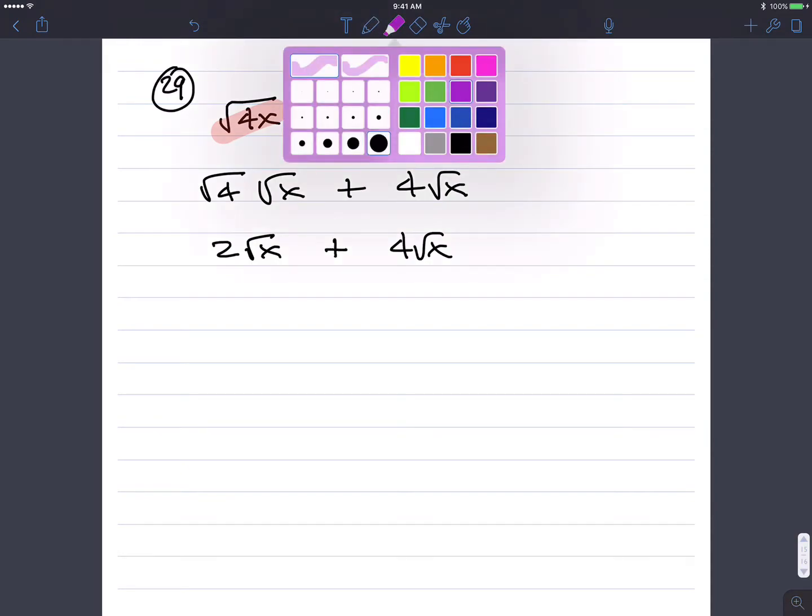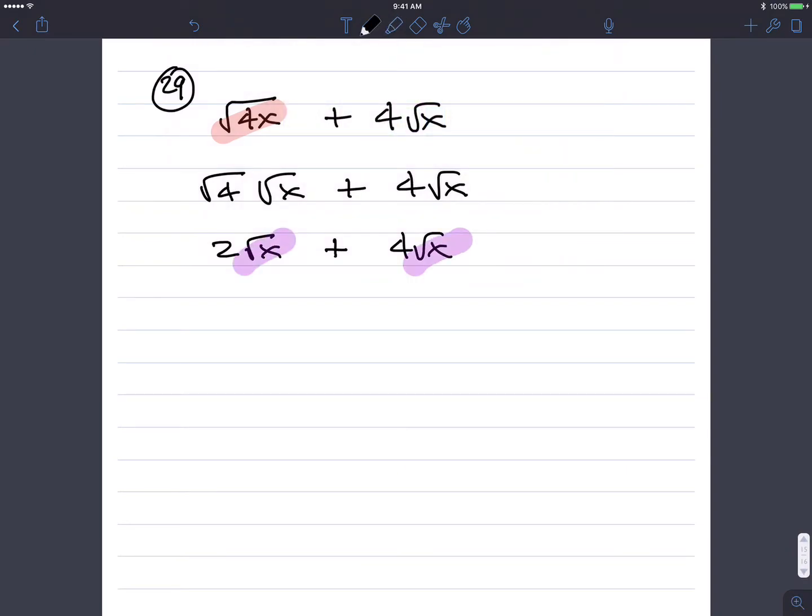So we have here 2 apples plus 4 apples gives us 6 apples. And we're done.